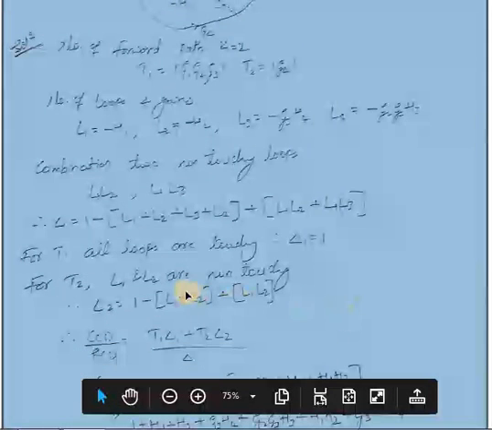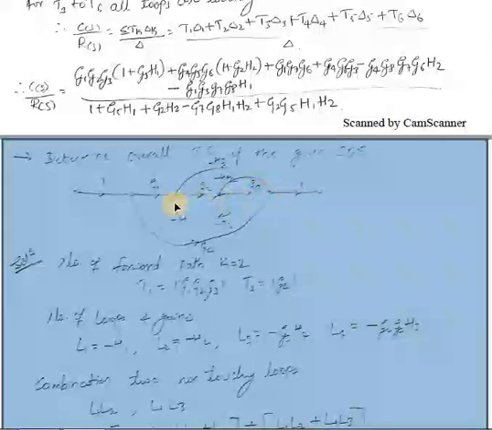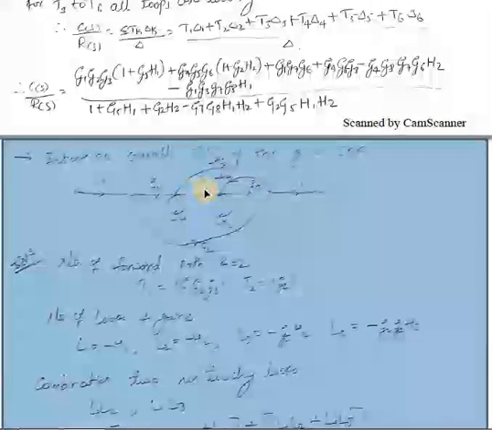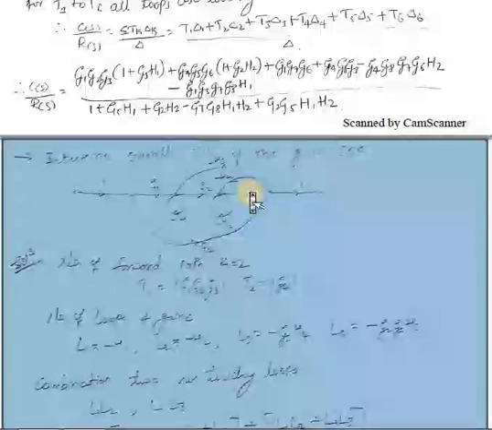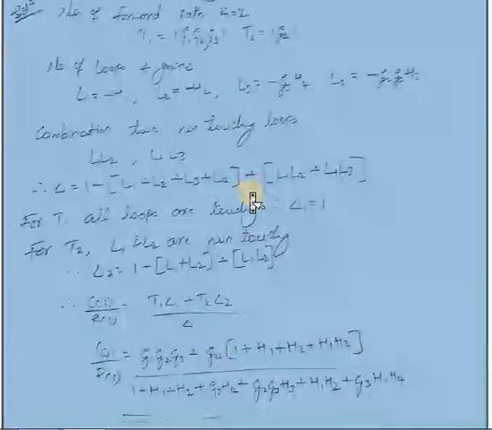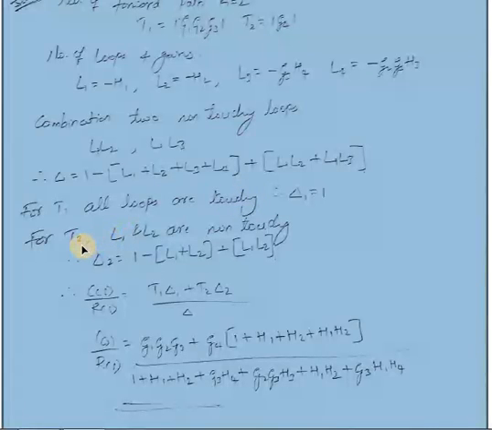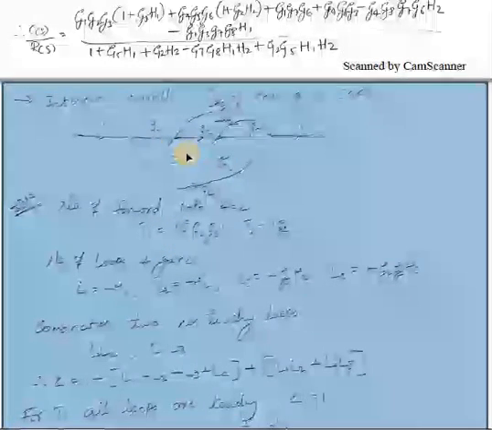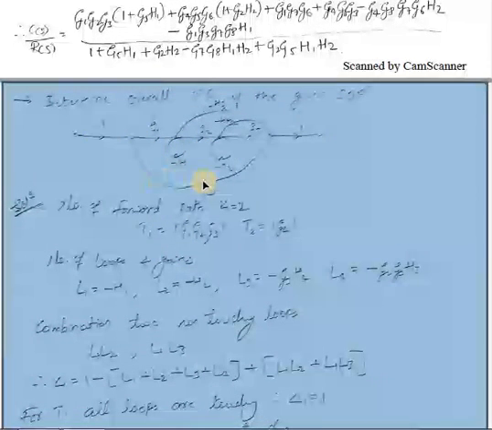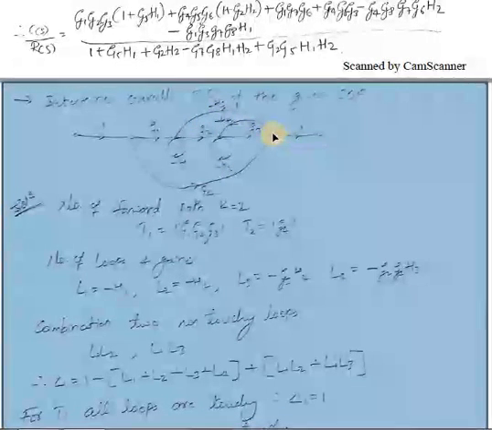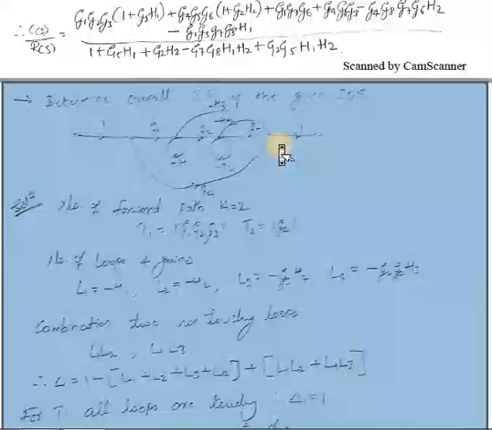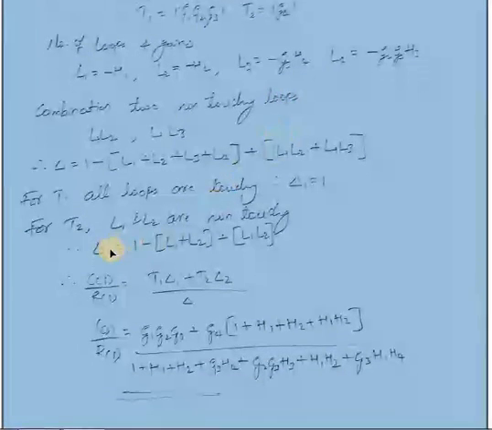Now if you take the first forward path, which is this one, all the loops are touching the first forward path. If you consider these 4 loops, they have a common node on the first forward path, so you have to eliminate all the loops to determine the value of delta 1. Then if you take the second forward path, L1 and L2 are non-touching because your L1 is here, L2 is here. Your second forward path is this one from here to here, but this L3 has a node here and L4 also has a node here, so they are touching. You have to eliminate L3 and L4 from delta to get the value of delta 2.